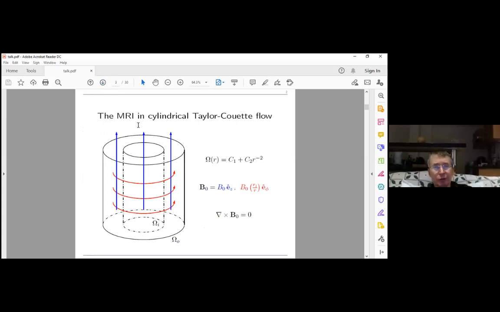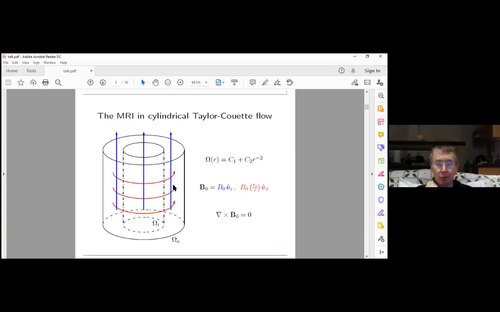So here we want to consider the magnetorotational instability then in cylindrical Taylor-Couette flow. First of all, for those of you whose background is not fluid dynamics, what is cylindrical Taylor-Couette flow? Well, you have these two nested cylinders like so, and both of them can rotate. The inner one has a rotation rate omega inner, and the outer one omega outer. Of course, these two can be set to be different, so you have differentially rotating cylinders. And the question is, what sort of flow patterns can you get in the gap in between?